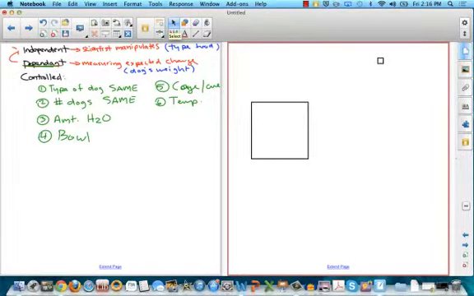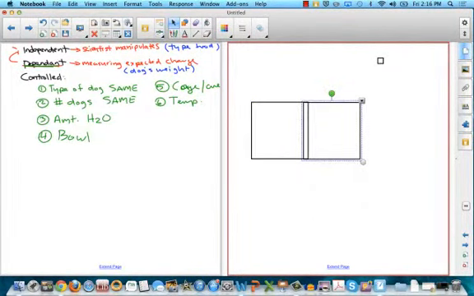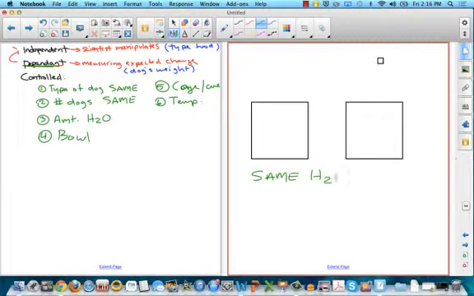First of all, we're going to have two groups, okay? And remember, they're going to be exactly the same in their controlled variables. Same water, bowl, number of dogs, temperature, etc. Those are the control variables. So the control variables are going to be the same in both groups.